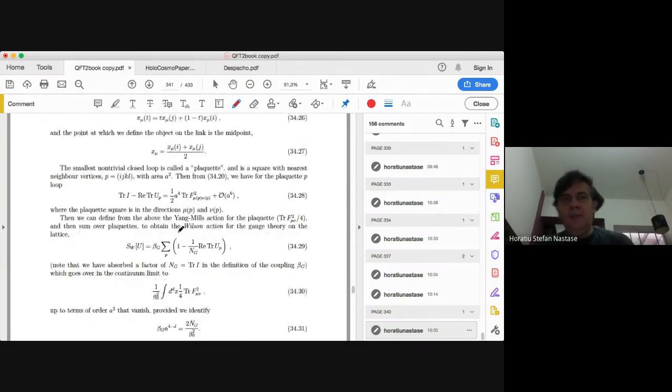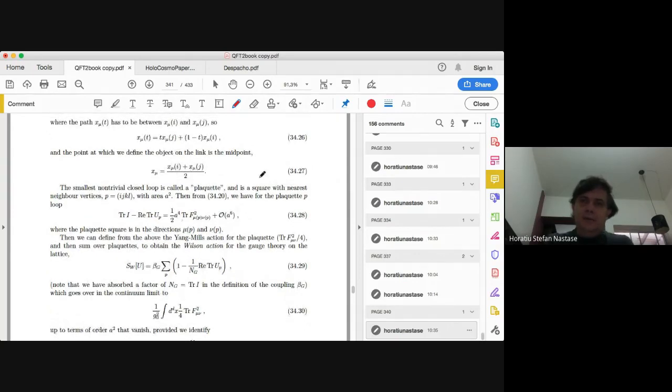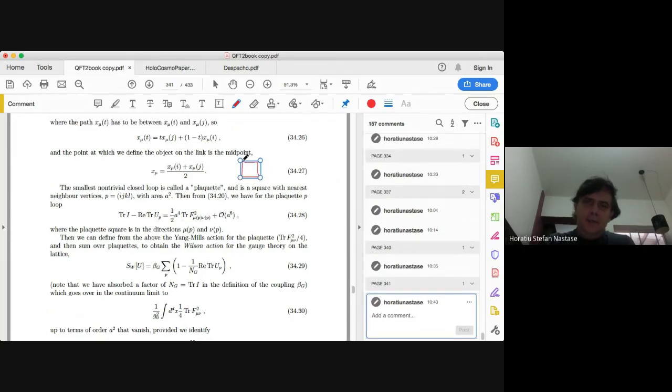Now, the smallest non-trivial closed loop would be a square like this, where all of these vertices are nearest neighbors. This would be called a plaquette. So a square with nearest neighbor vertices, and we can call them i, j, k, l. So P is i, j, k, l. And then since this length is a, the area of the plaquette is a squared.